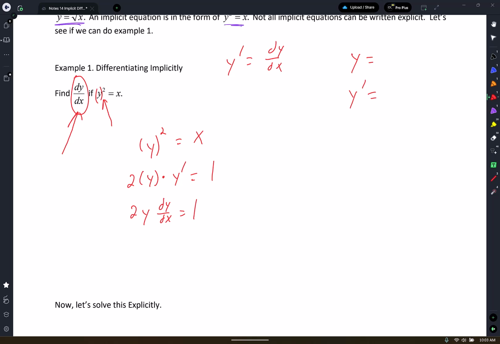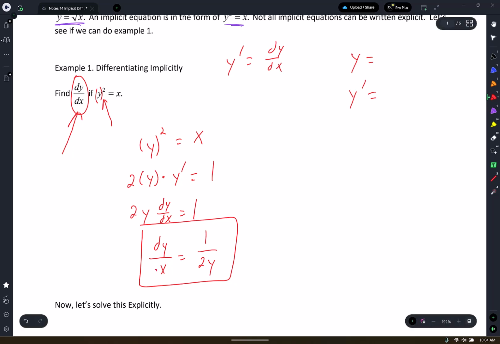I'm going to divide by 2y. Whatever you do to the left, you do to the right. So dy dx equals 1 over 2y. There it is. I do not have to put it in terms of x because this is implicit. It can have x's and y's.